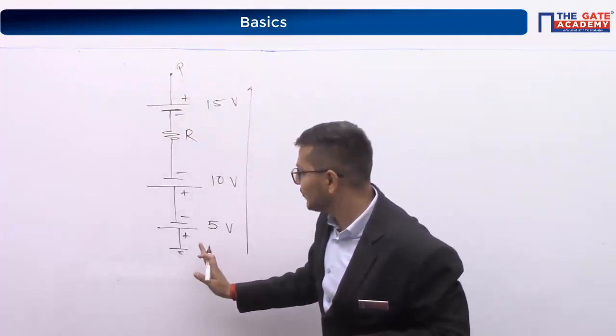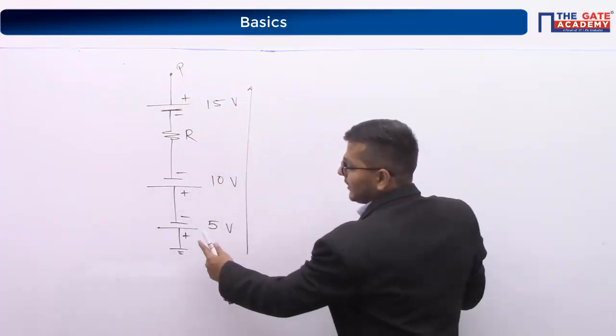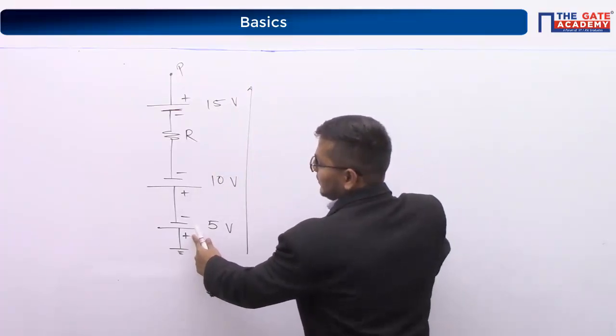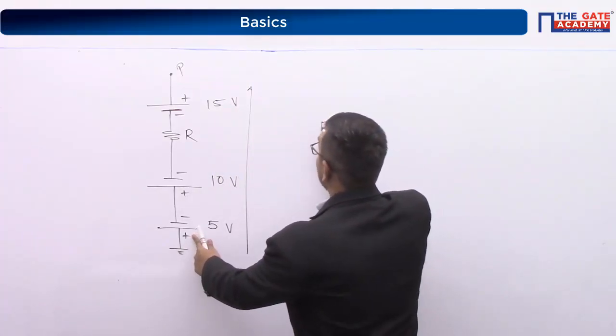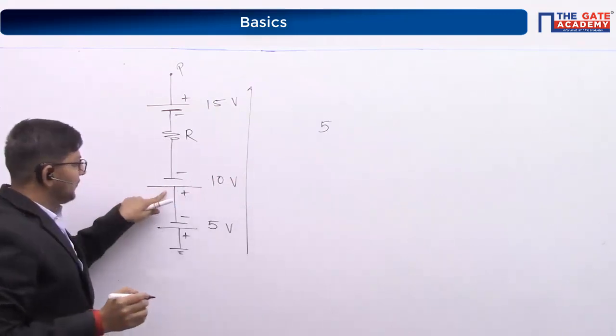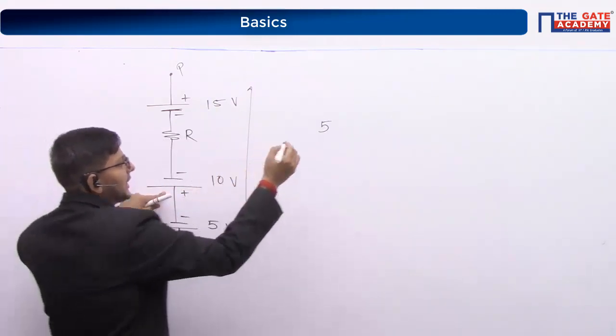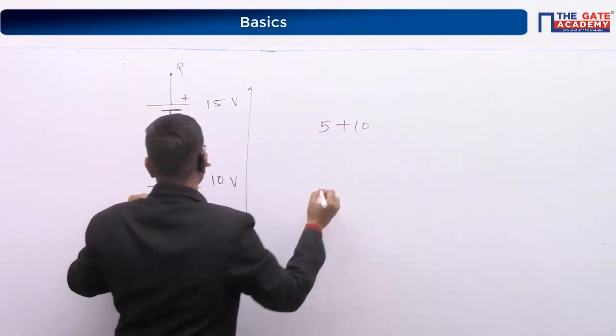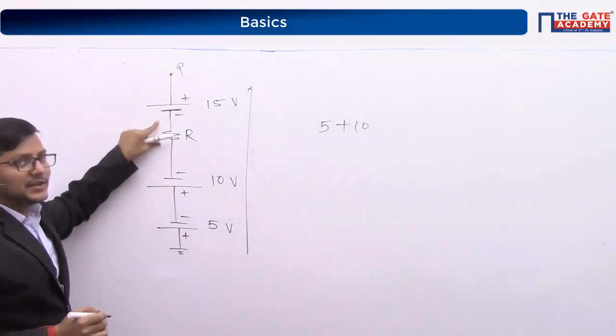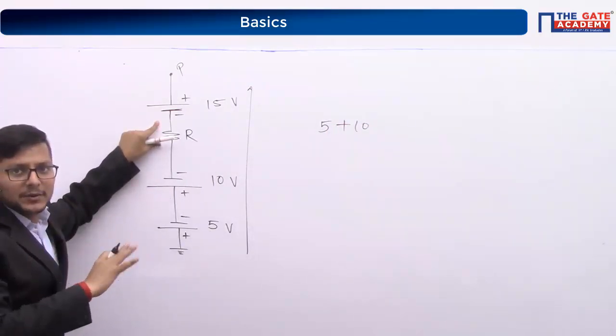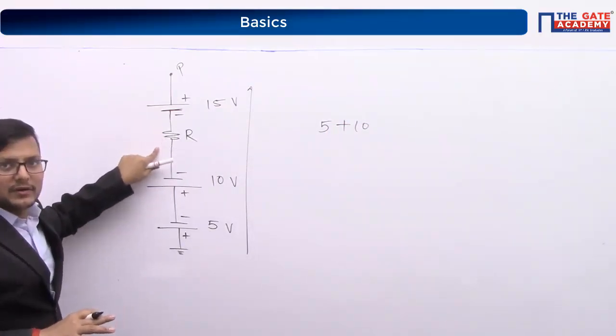Just apply the KVL from down to up. Let us start from here. The initial point is positive, so take it as 5 volt. If you move up, it's again a positive terminal, then take again plus 10. Actually, this is open circuit. It means there will be no current, so there will be no drop here, right?